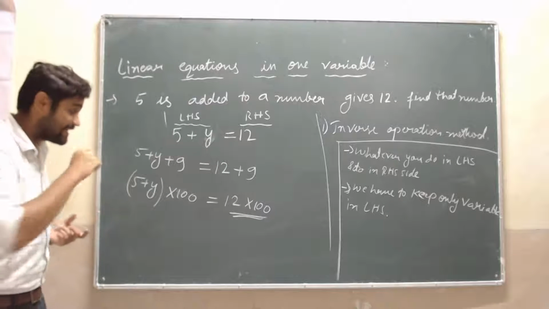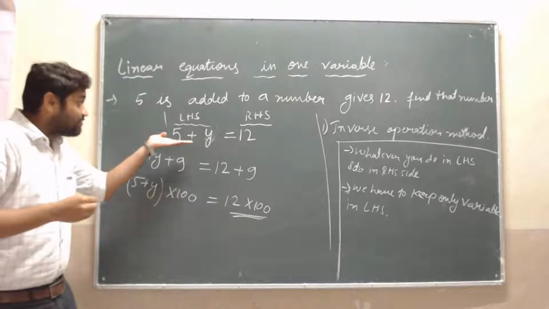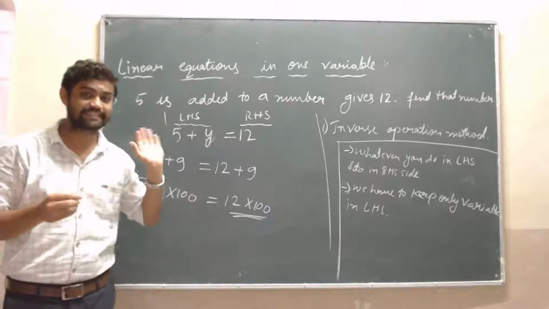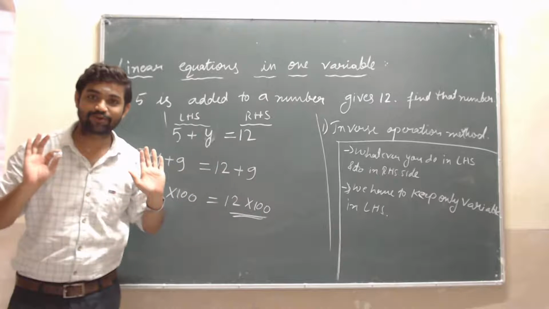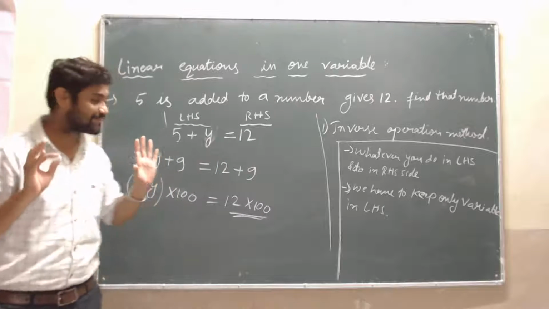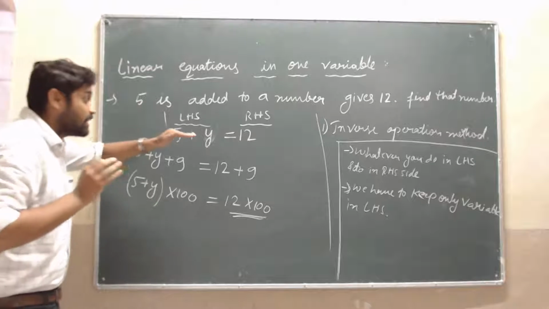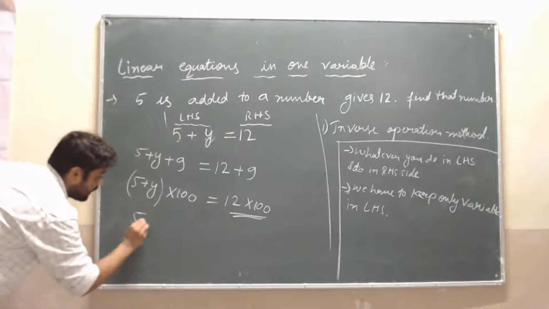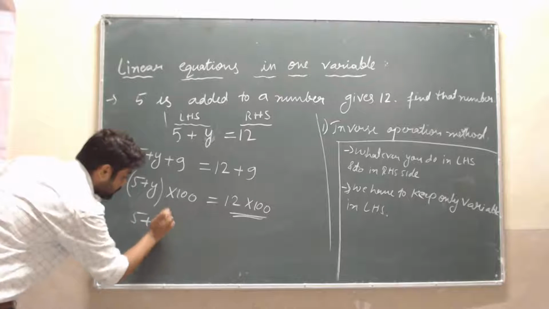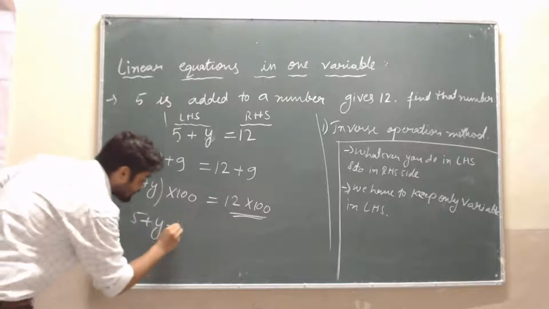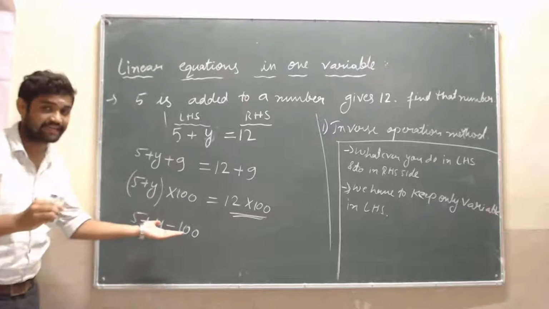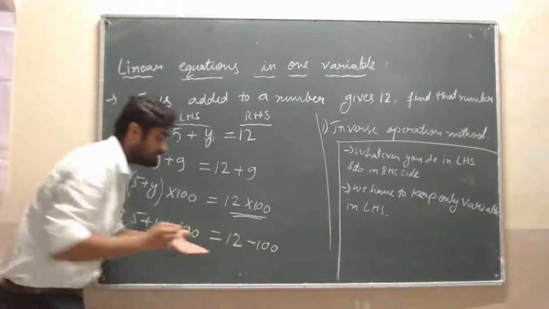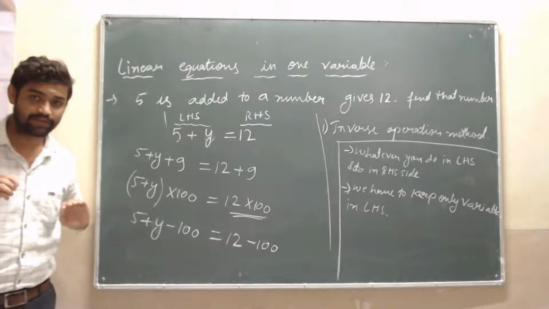Are you getting my point? Suppose I give one laddu to the LHS side, then you must give one laddu to the RHS side too. That's not mathematical, but what I'm saying is that you do the same to the LHS and the RHS. Suppose 5 plus y is there and I subtract 100. Then I have to subtract 100 on the RHS side also.